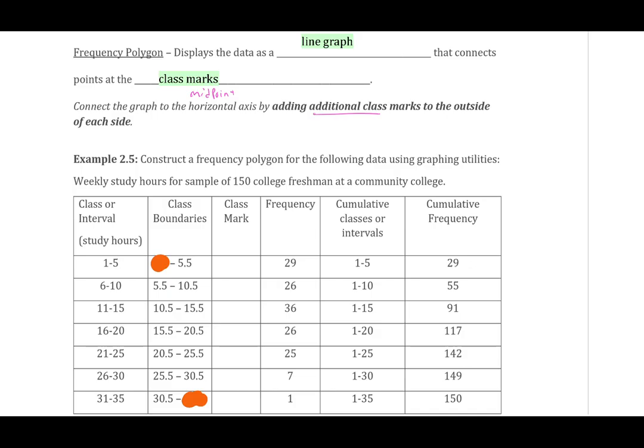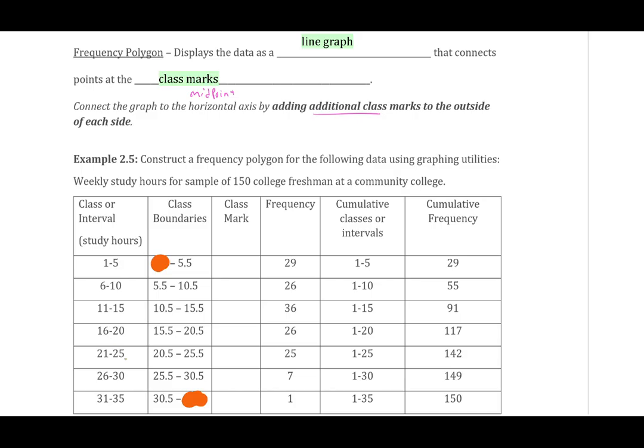So there's an example here. It says construct a frequency polygon for the following data using graphing utilities. The data set here is the weekly study hours for a sample of 150 college freshmen at a community college. The information is given to us in classes or categories. The classes or intervals are from 1 to 5 hours, 6 to 10 hours, 11 to 15, 16 to 20, so on and so forth.